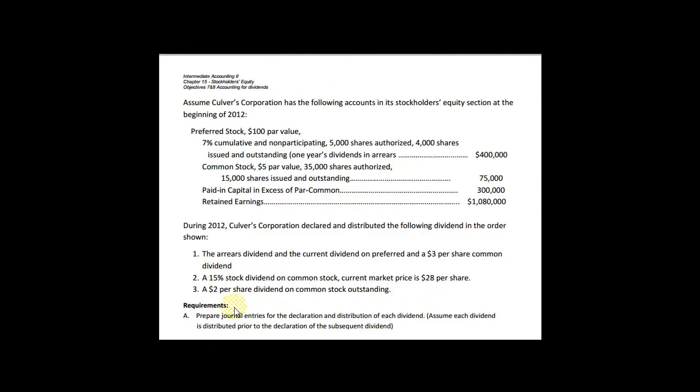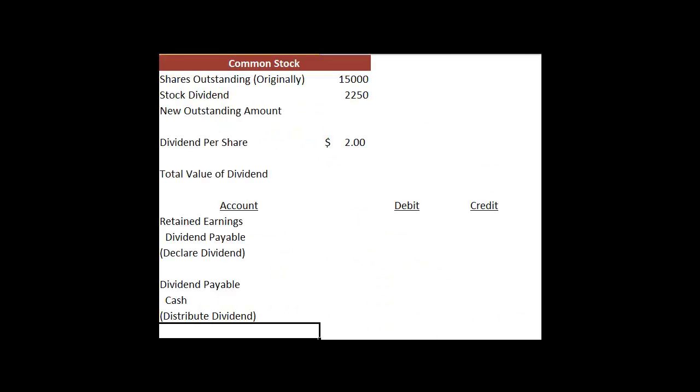The final transaction says that there's a $2 per share dividend on common stock only and everything outstanding. So first we have to calculate how much stock is outstanding. We originally had 15,000 shares outstanding. We declared a stock dividend of another 2,250 shares. So now the total amount outstanding is 17,250 shares. That's really the trick of this last problem. So you take the $2 per share, you multiply it by the new amount outstanding. That tells you the total value of this dividend on common stock is $34,500.